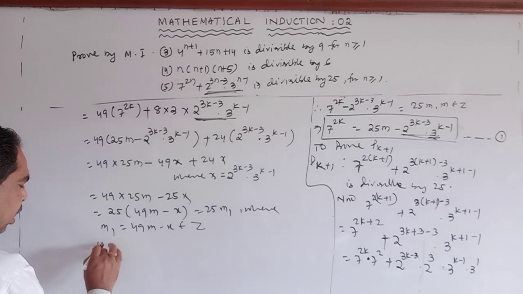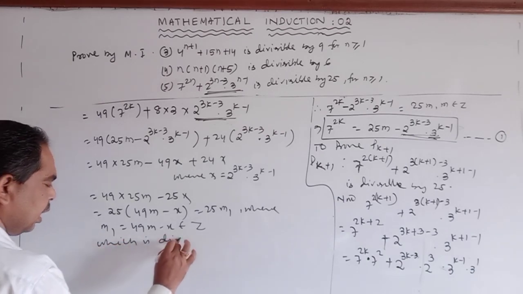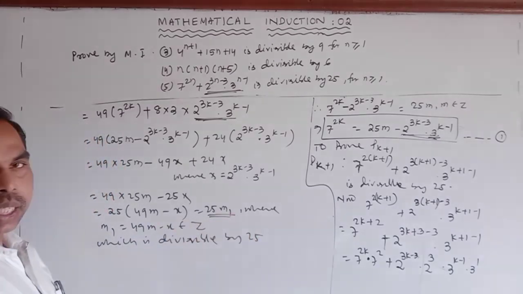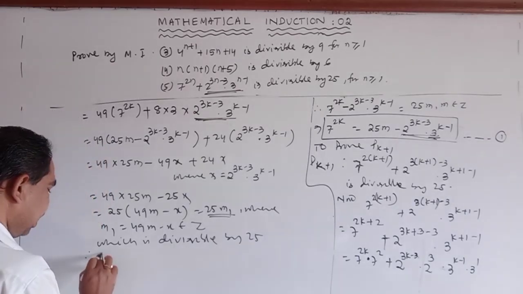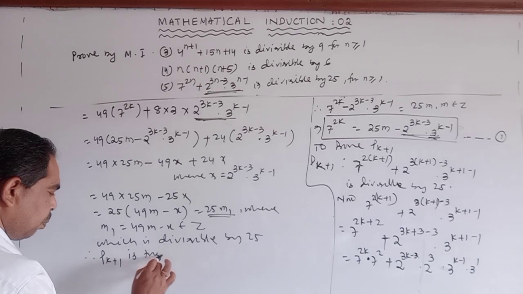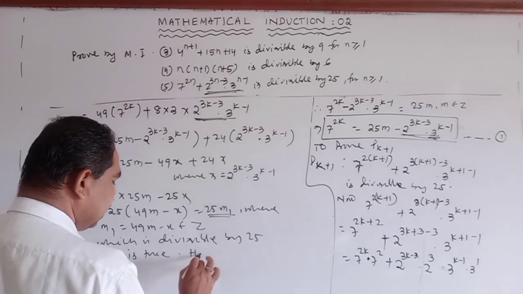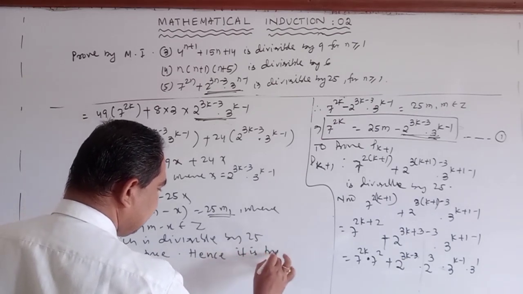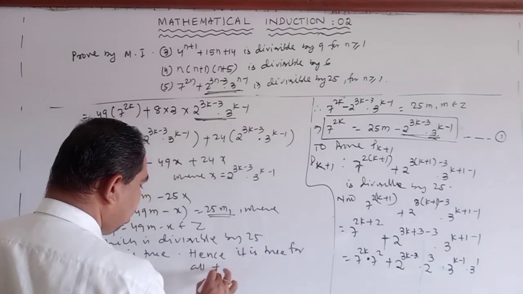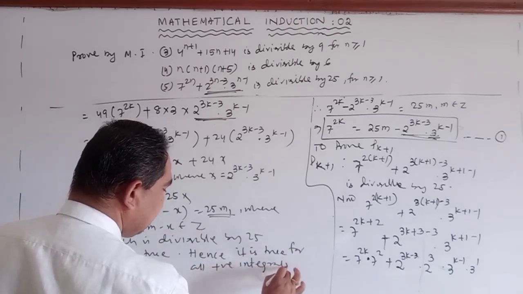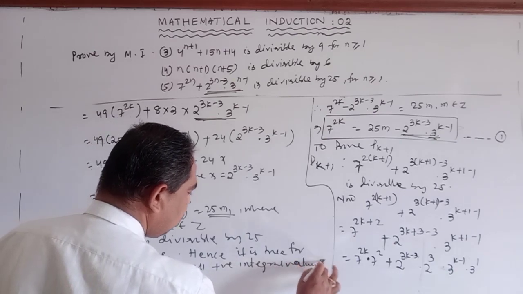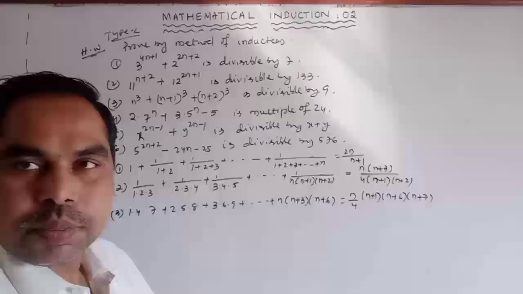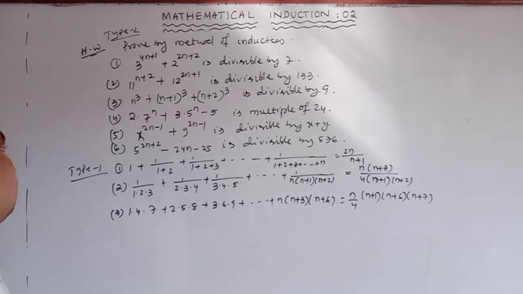So this implies which is divisible by 25. m1 is divisible by what? 25. Therefore P(k plus 1) is true, hence it is true for all positive integral values of n. Okay, all positive integral values of n.